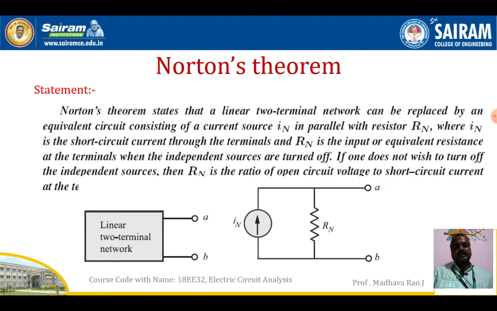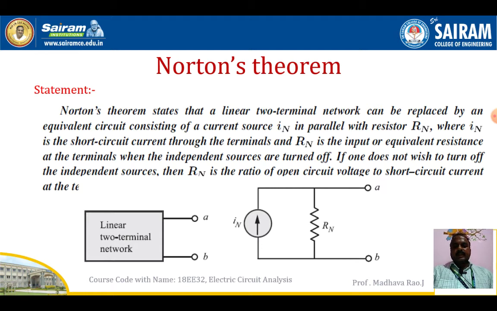Norton's theorem states that a linear two-terminal network can be replaced by an equivalent circuit consisting of a current source IN in parallel with RN. This is common for both theorems. You can see IN and RN in the diagram, and IN and RN are connected in parallel.